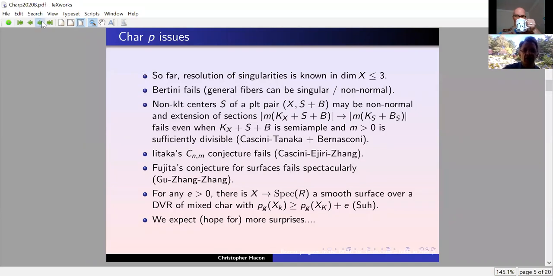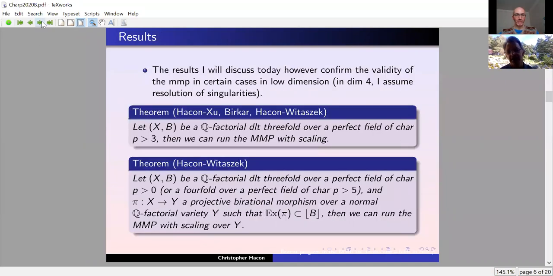At any rate, what I will talk about today are just positive results. In low dimension, quite a few of the characteristic zero results for the minimal model program do actually hold in positive characteristic as well. Maybe a word of caution, I'll forget to say it later on: anything I say in dimension four, or at least half of what I say in dimension four, is contingent on assuming that resolution of singularities exists, and that's not known yet.